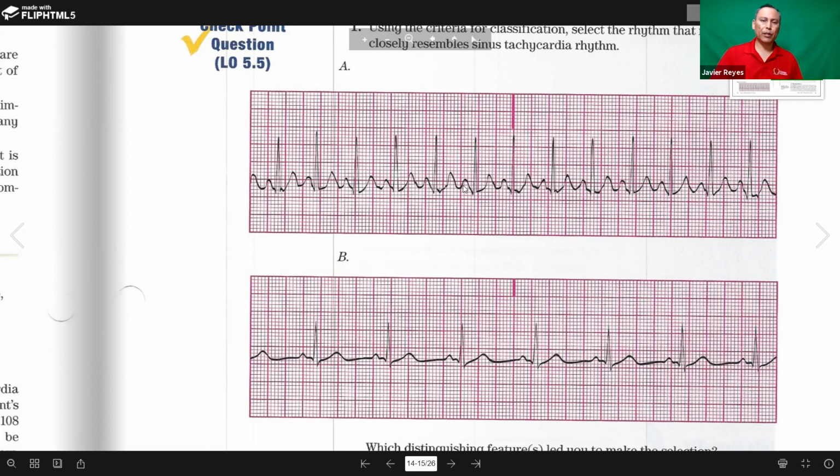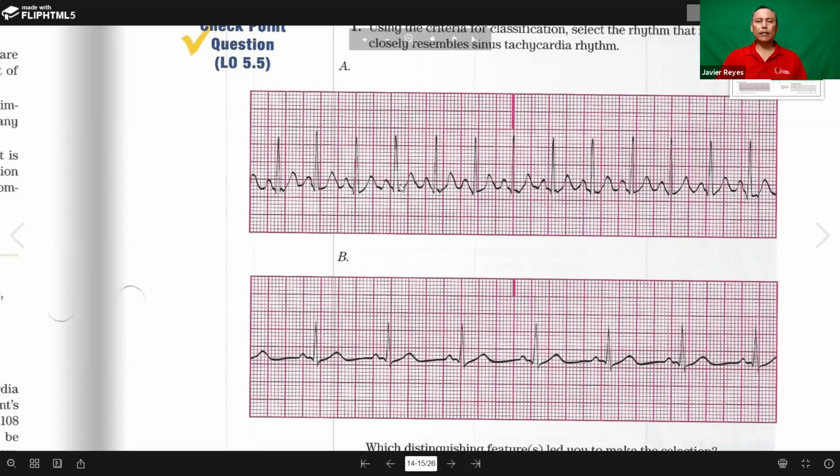Remember when we talked about the speed of the paper? This is one of the times when you can increase the speed a little bit so they can separate more. You can tell here there's a P, R, and then a T, but they're very close, right? So you look at the criteria: P wave, P wave, P wave, P wave, P wave. They're all there. And then you have the R present.